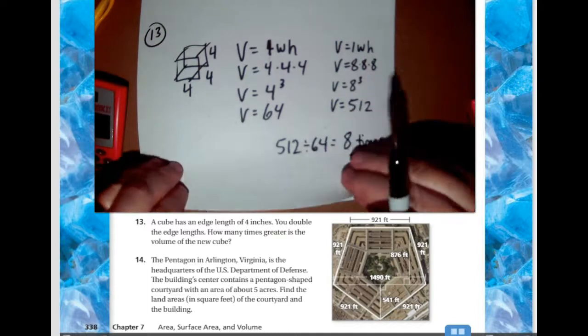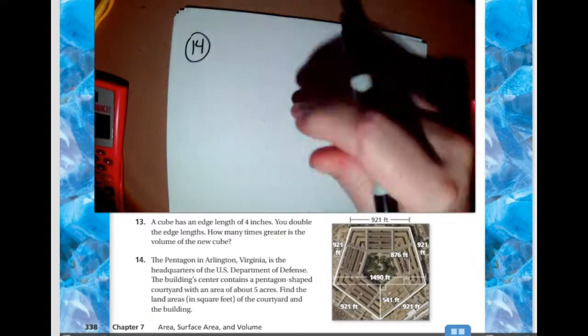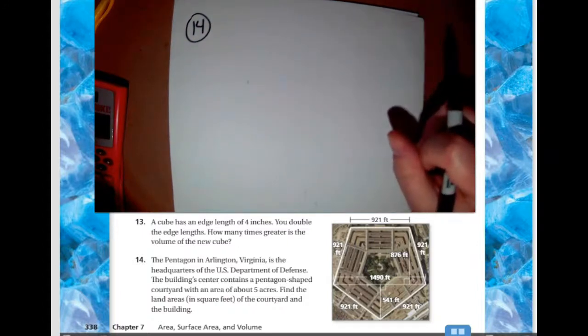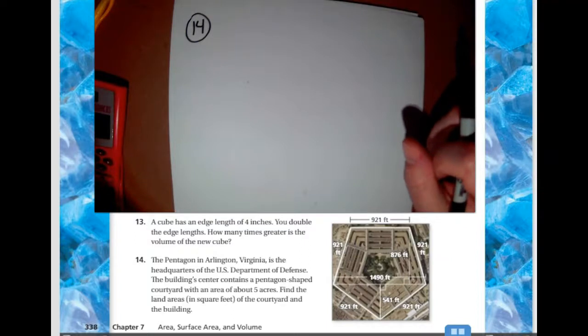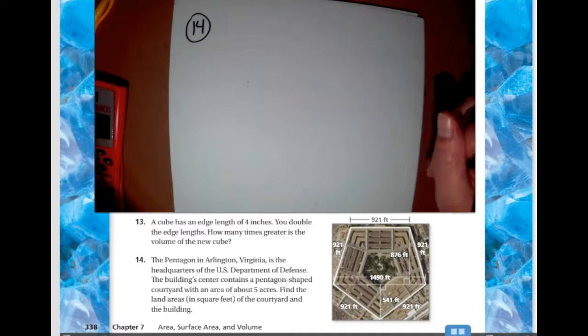Let's move on. Take a look at number 14. Here we go. It's the last question on the page. It says the Pentagon in Arlington, Virginia is the headquarters of the U.S. Department of Defense. The building's center contains a pentagon-shaped courtyard with an area of about 5 acres. Find the land areas in square feet of the courtyard and the building.